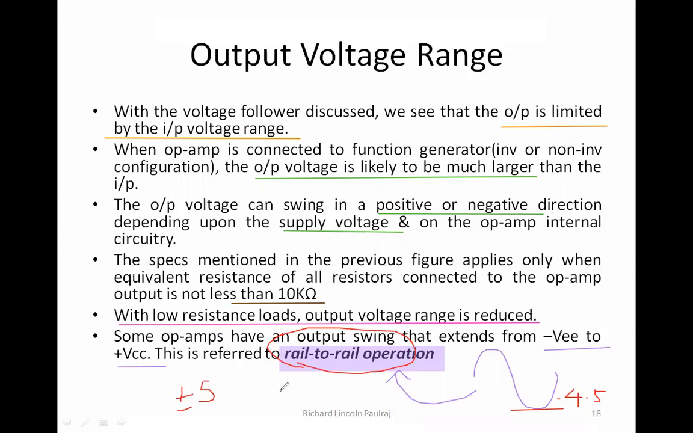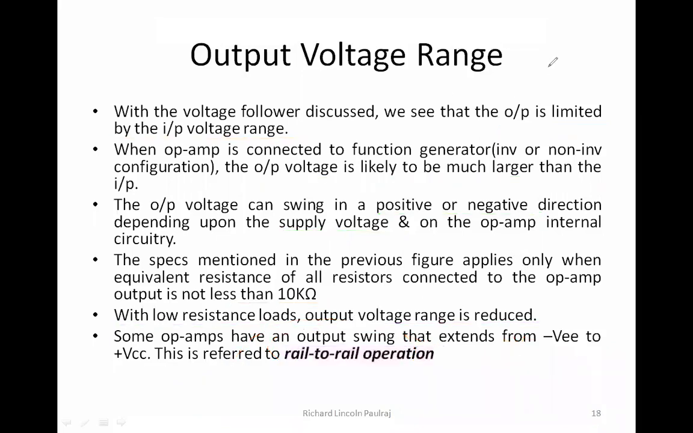We cannot, right? So we can call it rail-to-rail operation only when it is having minus 5 to plus 5. The full input voltage, whatever is given, if I can observe it here, then I can call it rail-to-rail operation. So are we clear with these concepts that we have discussed so far? Yes. Okay, fine.